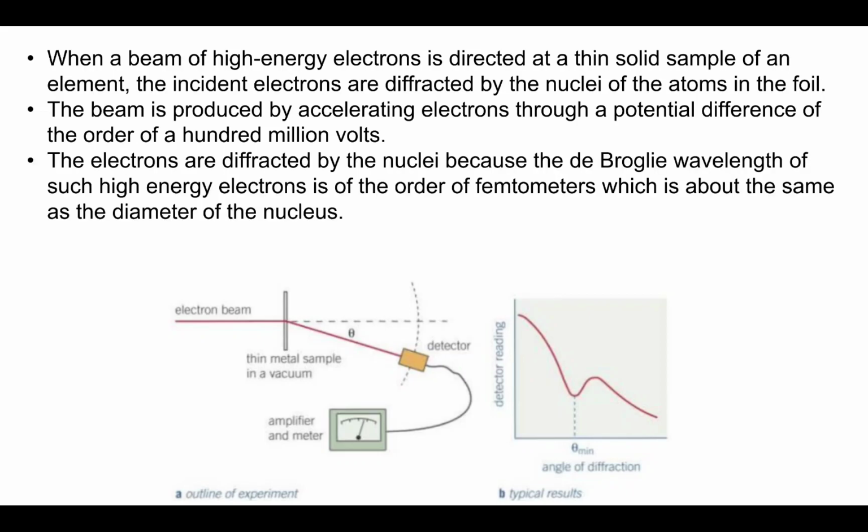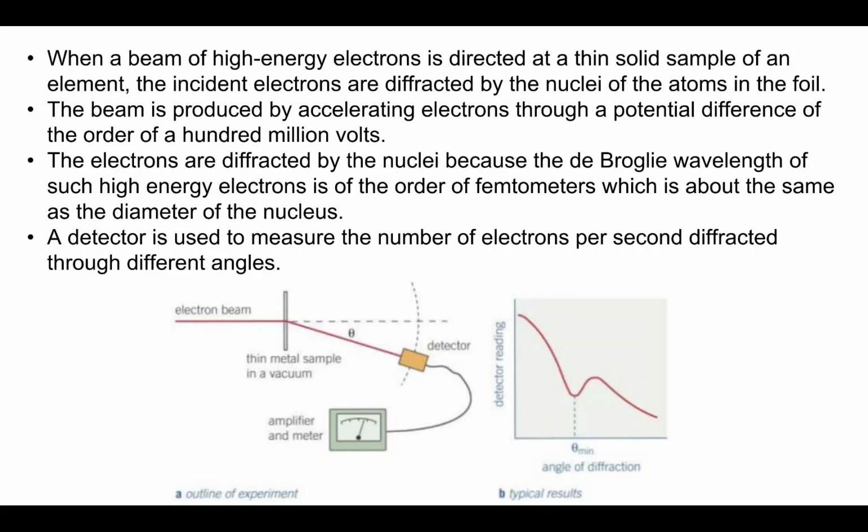So the reason that this works, the electrons are diffracted by the nuclei because the de Broglie wavelength of such high energy electrons is approximately the same size as the diameter of the nucleus. So in terms of femtometers, they're approximately the same. So you get really good diffraction that you can measure using a detector.